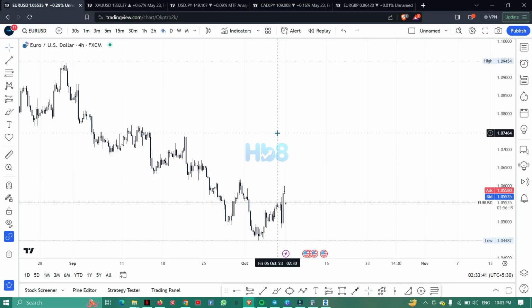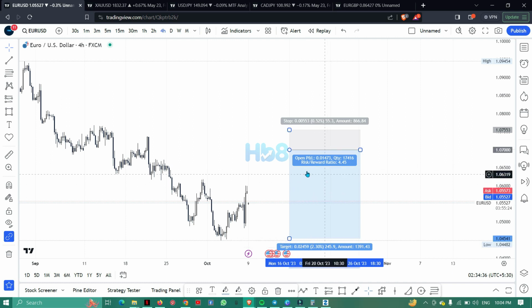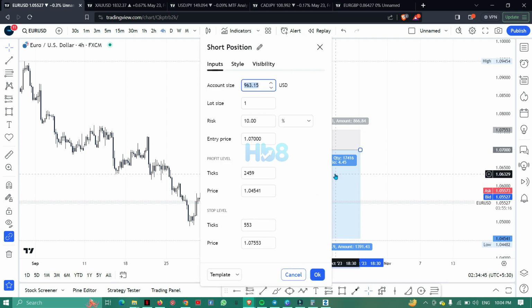Now, let's proceed. For instance, let's say you want to sell Euro USD here. This is pretty much straightforward for major pairs, okay? It's very, very straightforward. Now, for Euro USD, the first thing to do is to have your sell entry, your stop loss, okay? Your sell entry and your stop loss. Those are the most important things. Now, you double click on this short position tool right here, and then you input your account balance.